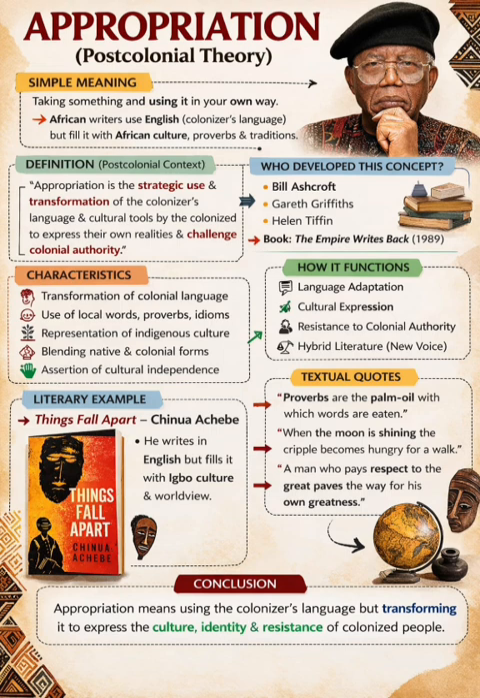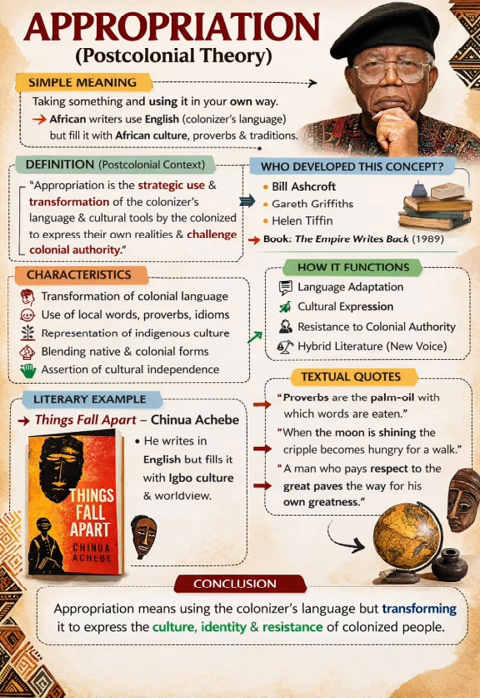The next characteristic is the use of local words, proverbs, and idioms. It means local language enters English literature. For example, in Things Fall Apart, Achebe uses Igbo words. These are Igbo words used directly in the novel. This makes the novel sound African instead of British.